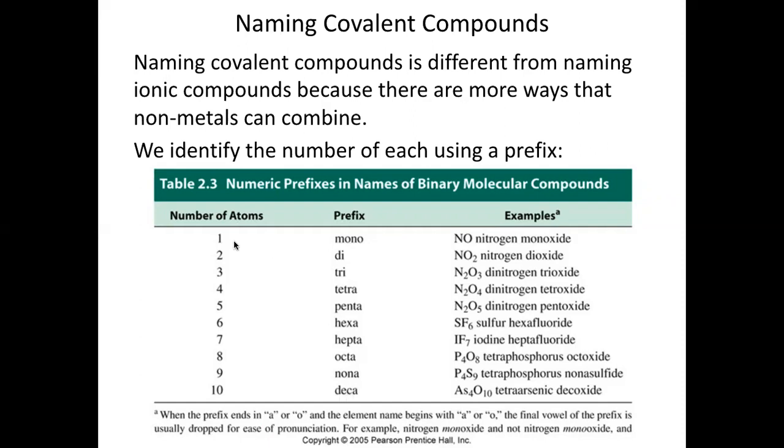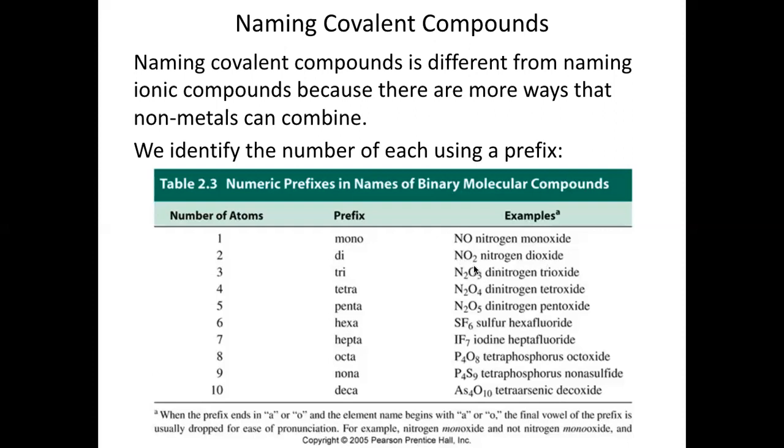And if you have one atom, you would put mono in front of it. So this example, NO, is nitrogen monoxide. And you don't have to put the mono in front of nitrogen here. You can have nitrogen dioxide. So the dioxide is referring to the fact that this subscript here is showing us that we have 2 oxygen atoms in this compound.